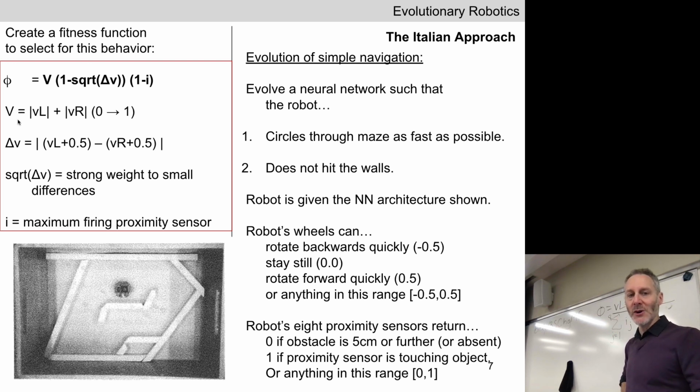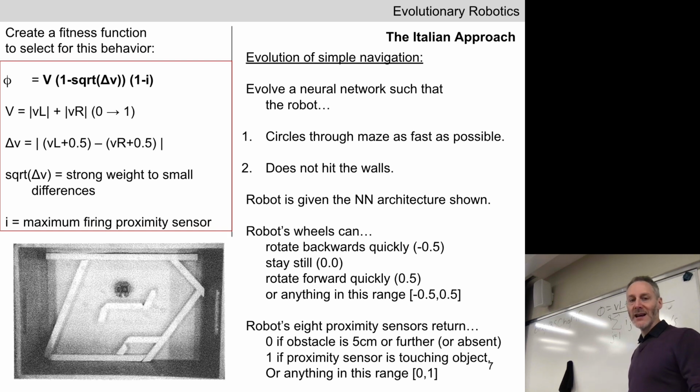Let's start with the first one. Uppercase V, this first term is actually a sum of the absolute values of the velocities of the wheels. And remember that the wheels can rotate at any velocity in the range of minus 0.5 theta per second up to plus 0.5 theta per second. So by summing the absolute values of these, we can guarantee that this particular term ranges between 0 and 1.